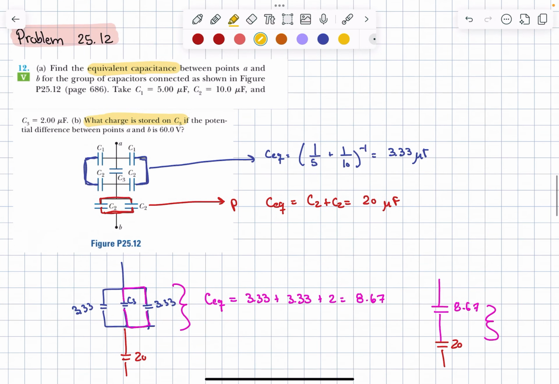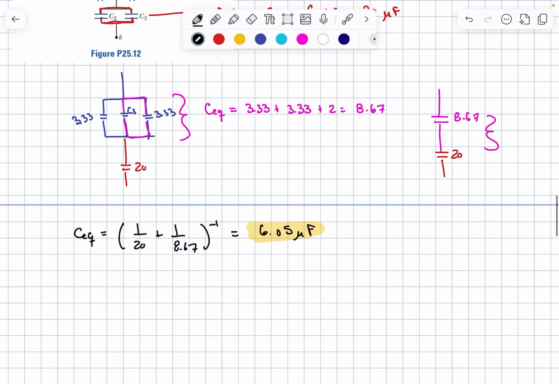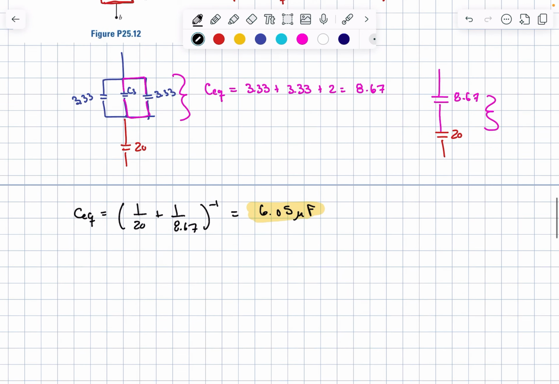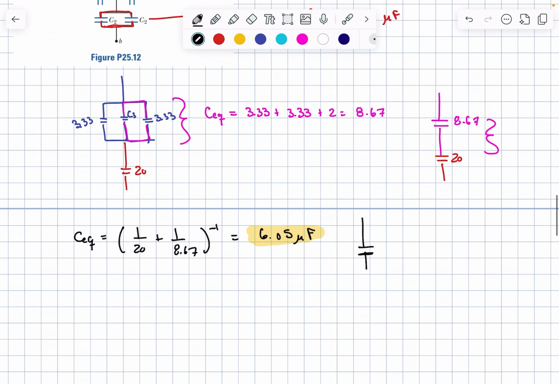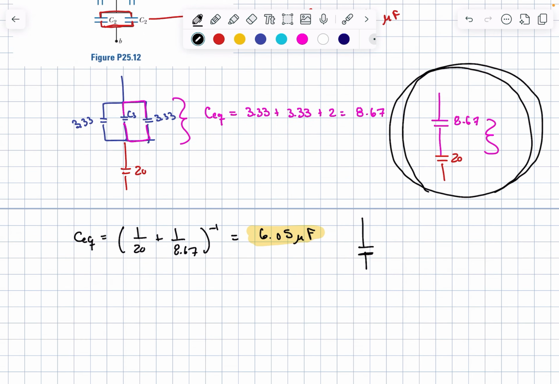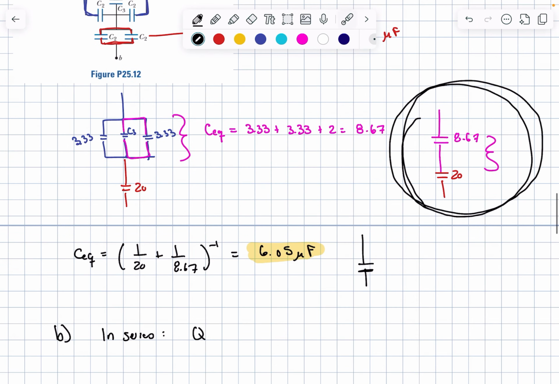Now B wants to know what charge is stored in C3. And this is actually kind of tricky because we have to reverse engineer the problem a little bit. What we do know, so this was the end result. What we do know with this part that we were at here is that these are in series, right? So we know that when we have things in series, they have the same Q. So that means the 8.67 plate and the 20 plate have the same charge Q on them.